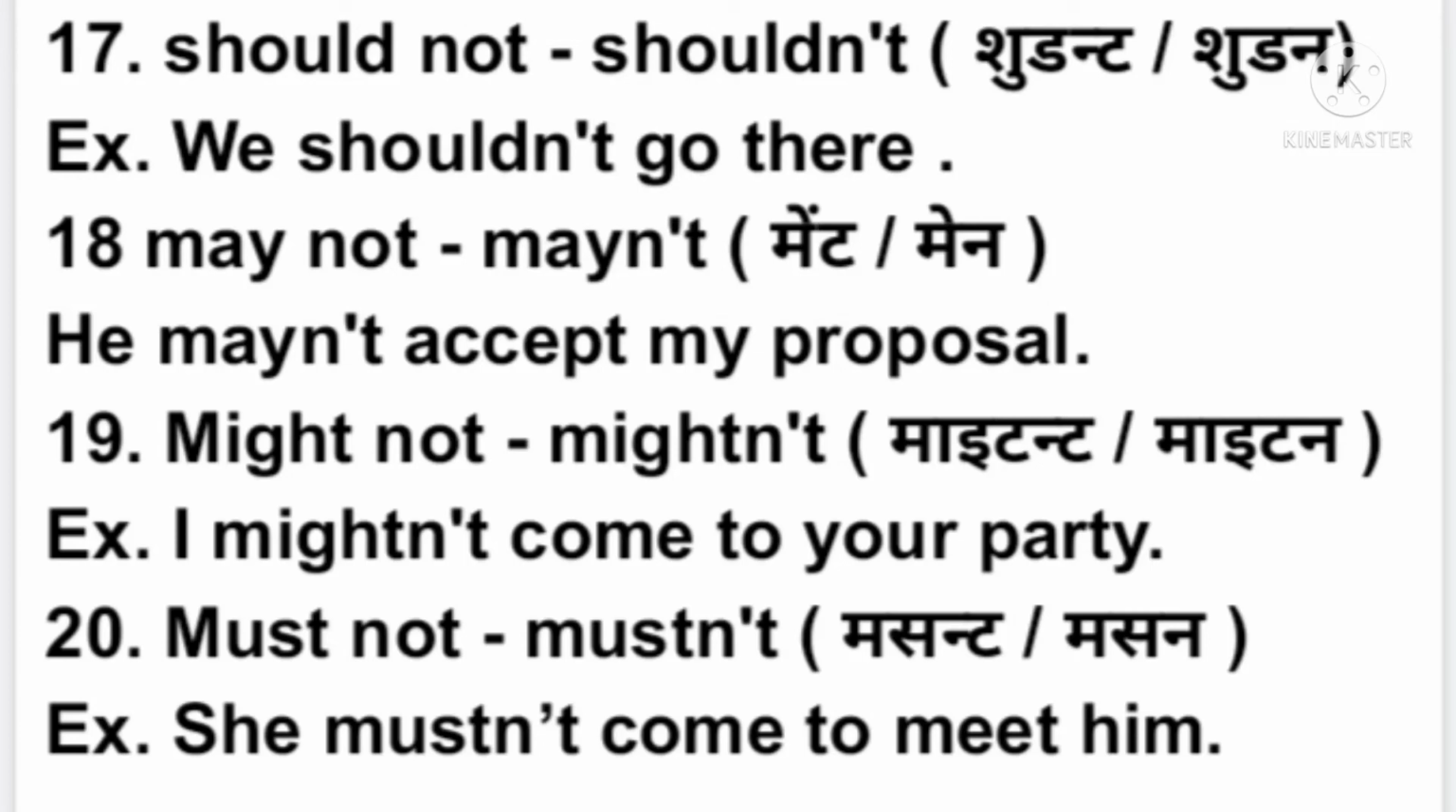Now next is "might not", and the contraction of "might not" is "mightn't". The example: I mightn't come to your party. Now next is "must not", and the contraction of "must not" is "mustn't". The example: She mustn't come to meet him.